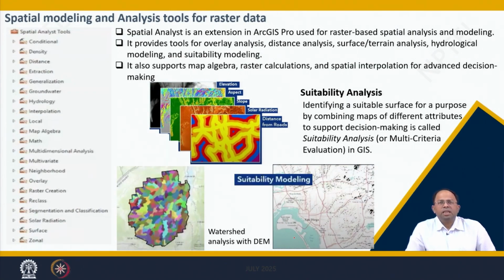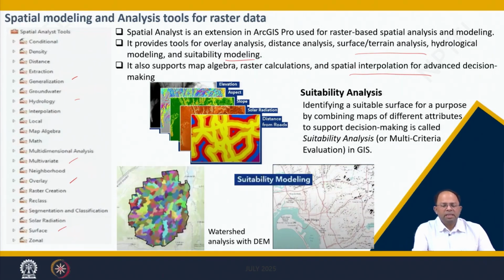We can do a lot of spatial modeling as well, and for that we can use raster data as well. So you can see the list of things that we can do over here, and we can do overlays. We can do multivariate analysis, and we can develop surfaces. And so Spatial Analyst is an extension in ArcGIS Pro used for raster based spatial analysis and modeling. So it provides tools for overlay analysis, distance analysis, surface terrain analysis, hydrological modeling, and suitability modeling. It also supports map algebra, raster calculations, and spatial interpolation for advanced decision making.